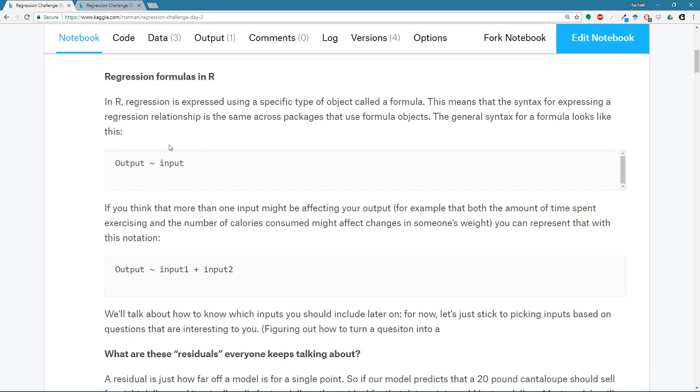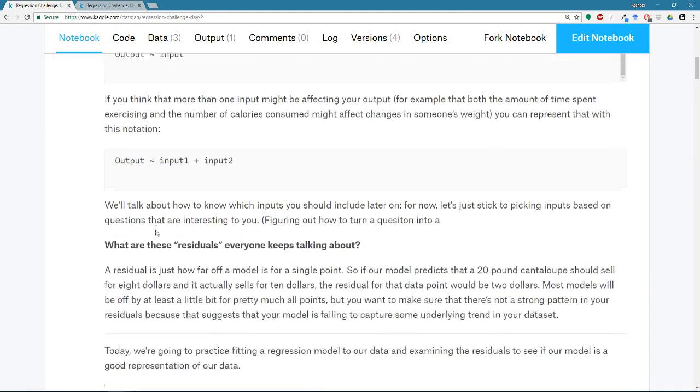So the general idea is that the output, the thing you're trying to predict, is on the left. And what you are using to predict it is put on the right. And we're going to work today with single inputs, but in the future we're going to work with multiple inputs, and that will be not tomorrow but Thursday. We're going to work with multiple inputs to predict an output.